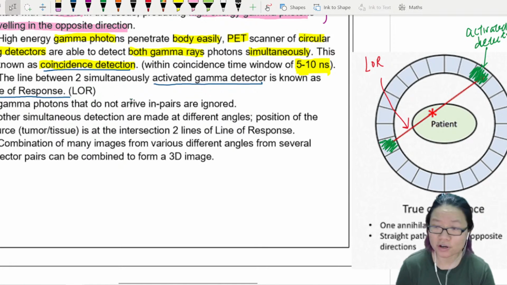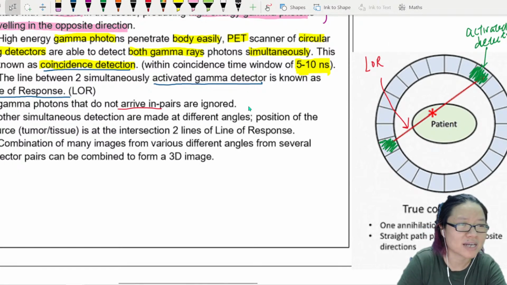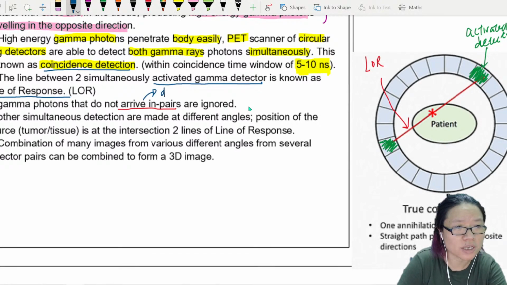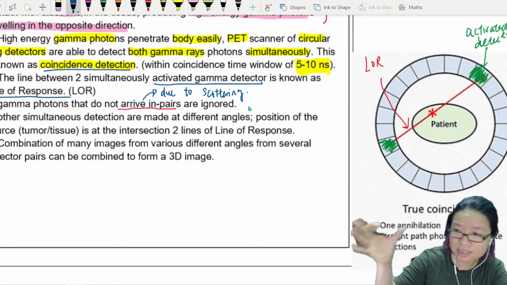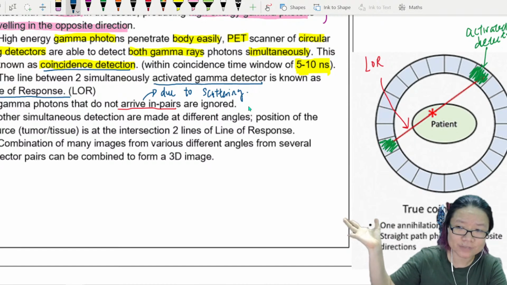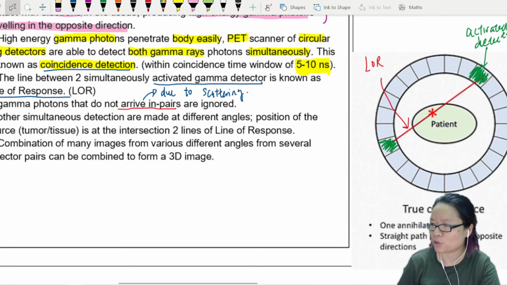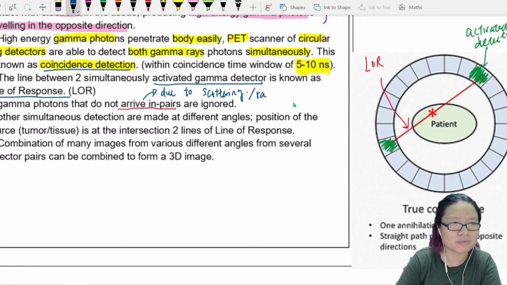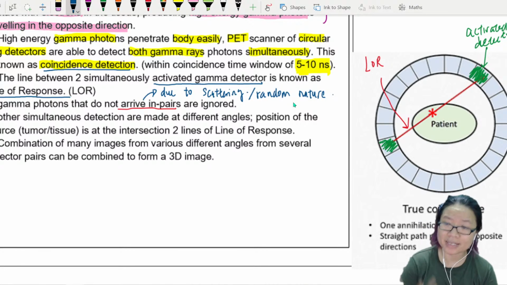Gamma photons that do not arrive in pairs, we ignore. It is just background radiation, random stuff, maybe some scattering. Sometimes we reject them. I was worried you would ask why, so I did a bit of research. This is normally due to scattering. Maybe on the way out, the gamma photon interacted with another particle in your body and changed direction. You don't know. So this can be due to scattering, or just the random nature of these interactions. That's why we need many, many repeated interactions.